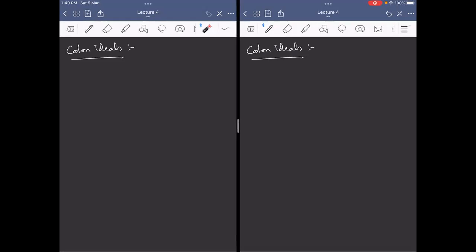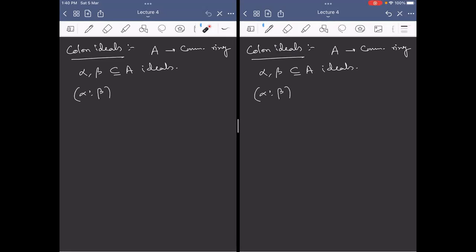Suppose A is, as before, a commutative ring with unity. Suppose alpha and beta are ideals of A. Then I am defining a quotient of ideals, defined as all those elements X in A such that X beta is a subset of alpha. And it is easy to verify that this is an ideal.